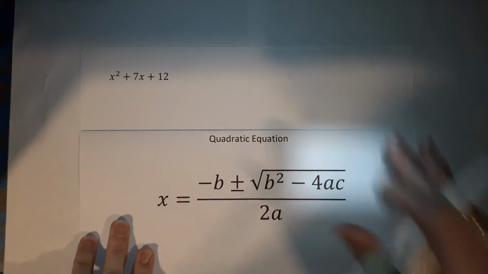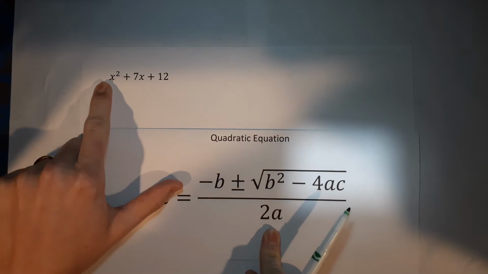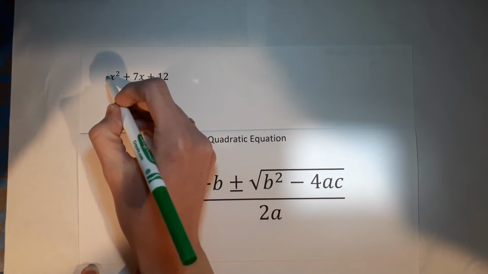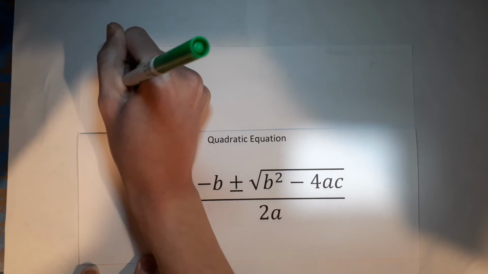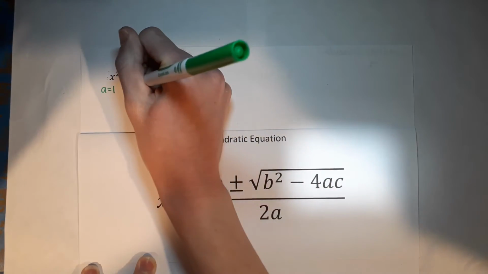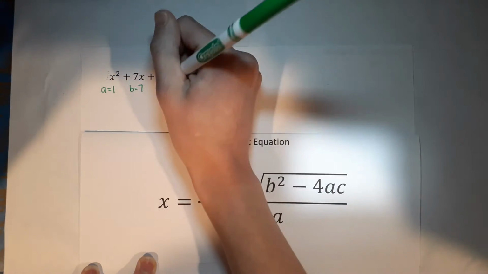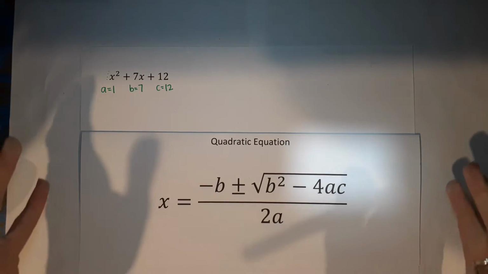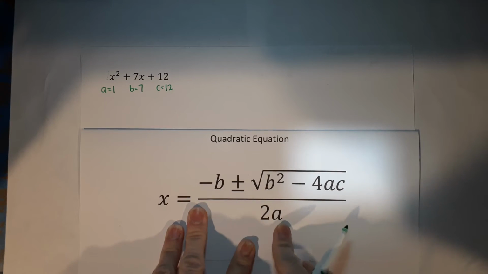Let me show you. a is whatever's in front of the x squared. You might say there's nothing in front of the x squared, but there is an invisible 1 here, so a equals 1. b is whatever's in front of the x, so b equals 7. And c is the one being added or subtracted on the back, so it is 12. Now we just plug in the numbers.